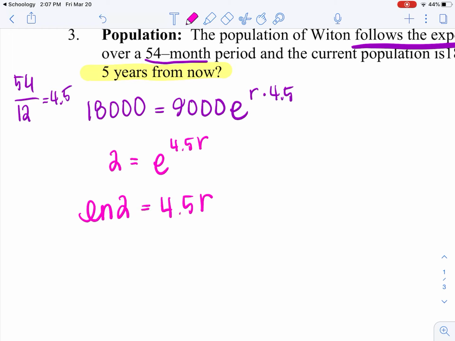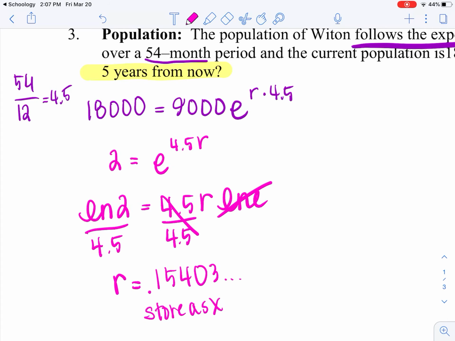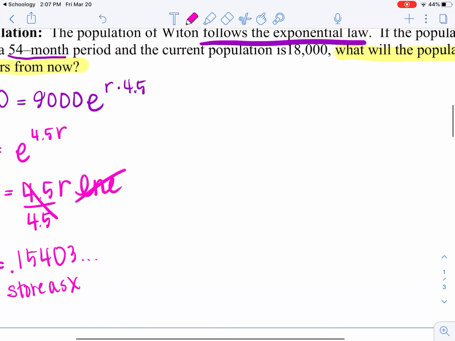Natural log both sides. Natural log of e is 1. Divide by 4.5. This will give me r. Go ahead and put that in your calculator. You should have 0.15403... keeps going on. Remember, you're going to store this as x because it's not your final answer.